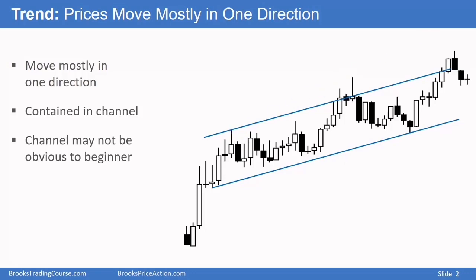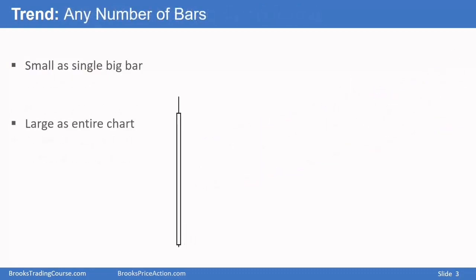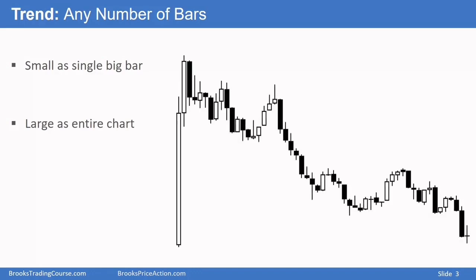Now, I said every trend is contained in a channel. The channel might not be all that obvious, but it's there, and it's important to learn how to recognize it. This is a bull trend bar. A trend can be as small as a single bar, and it could be as large as the entire chart. Here we had a trend lasting 2 bars going up, and then many bars going down.